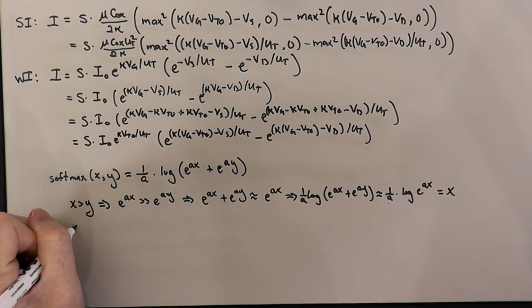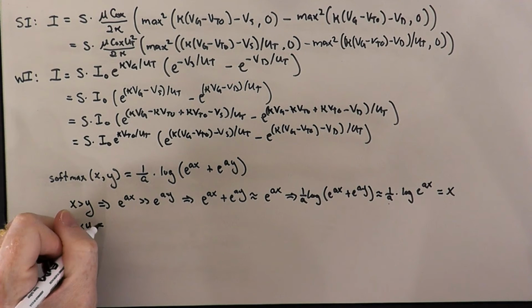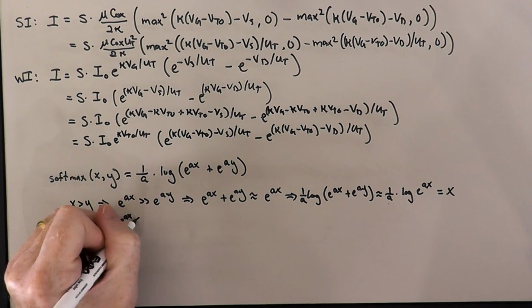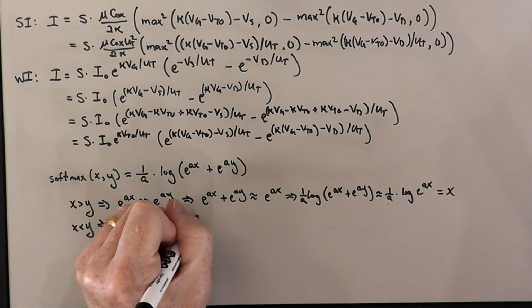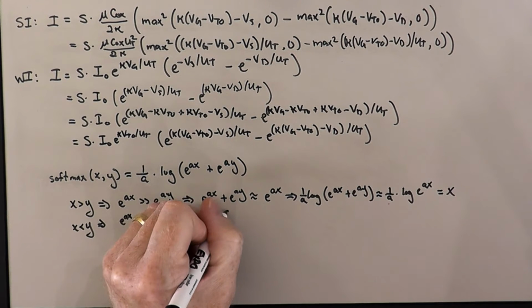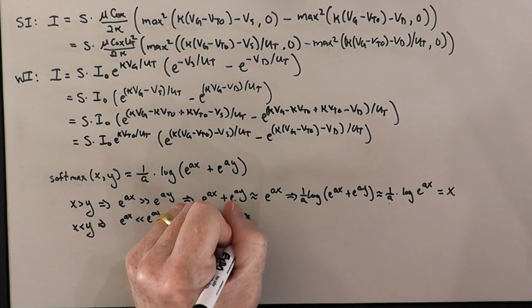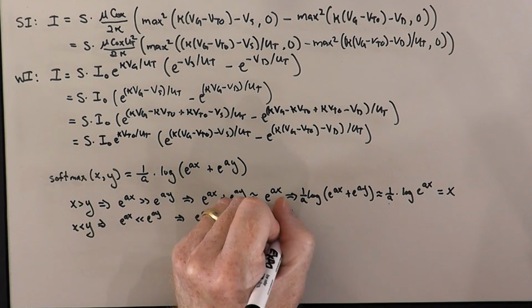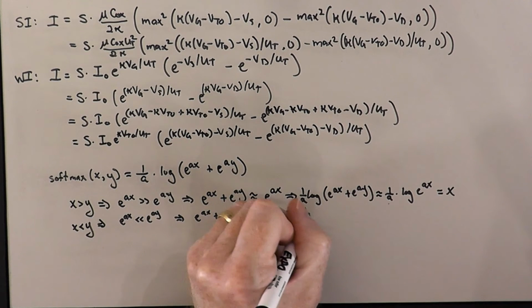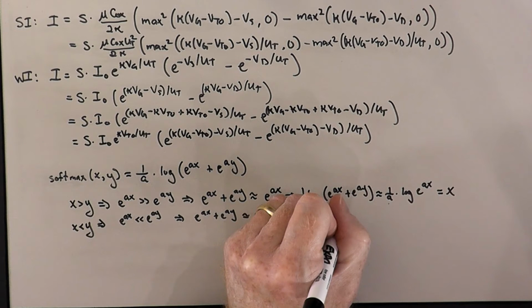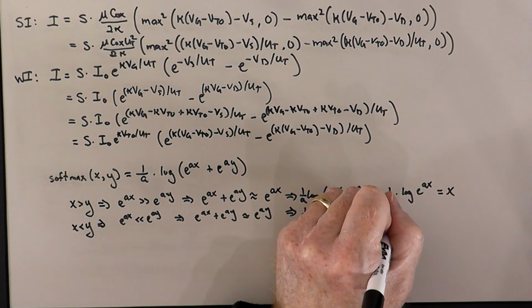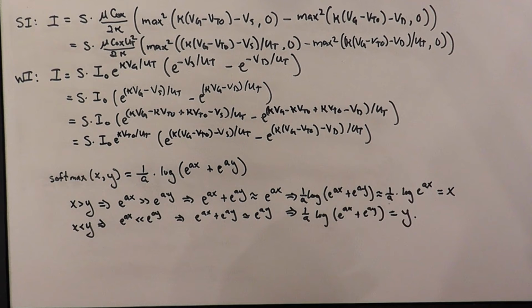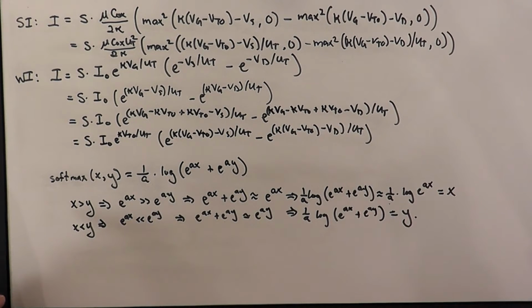If x is less than y, that implies e to the ax is much less than e to the ay, which implies e to the ax plus e to the ay is just about e to the ay, which implies that 1 over a times the log of e to the ax plus e to the ay is equal to y. Okay.